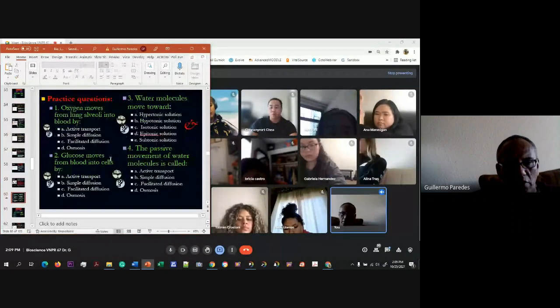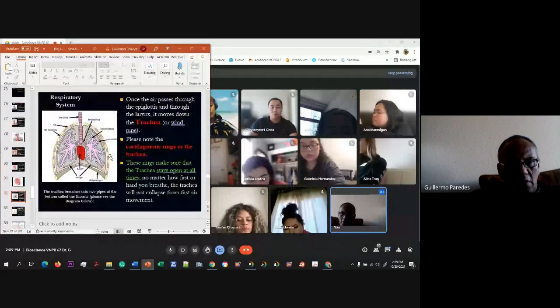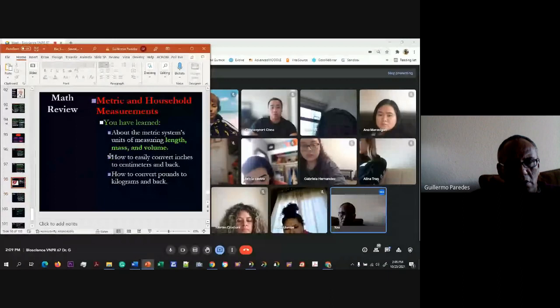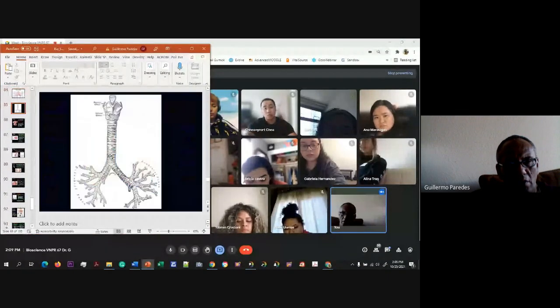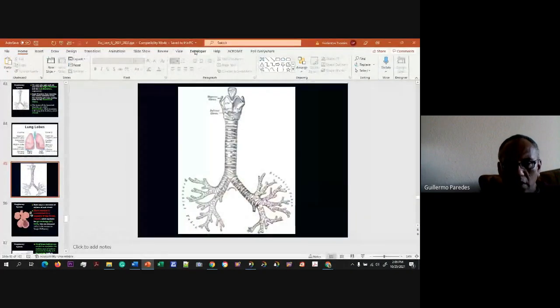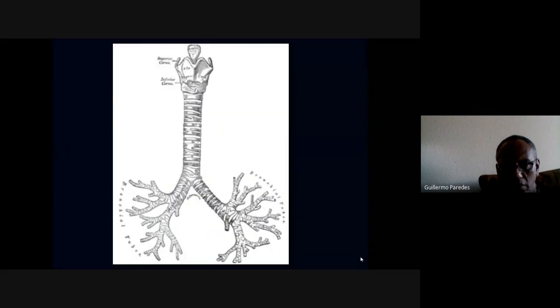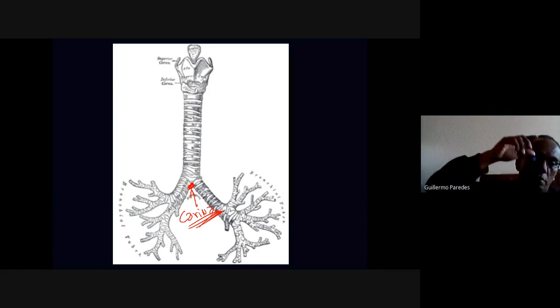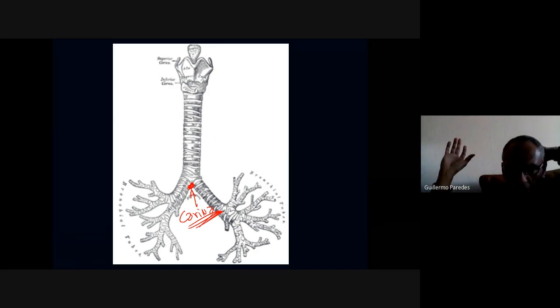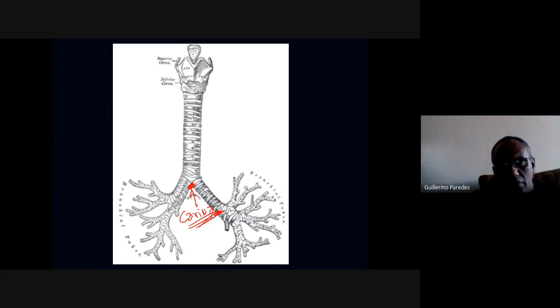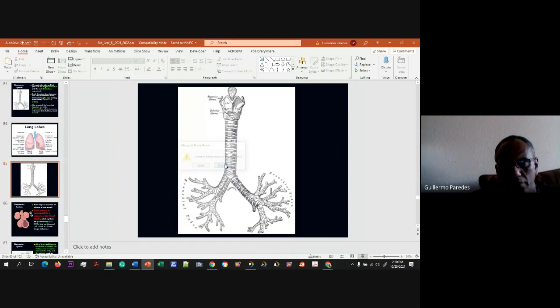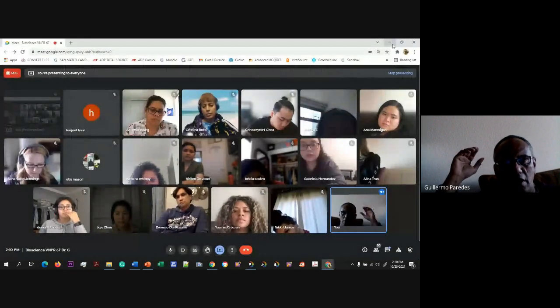Let me see if there is another thing I'm going to miss here. No, that's all. Oh, the last thing. This bifurcation, here, this point is called the carina. The point of bifurcation that is at the level of T4 is the carina. That is the bifurcation of the bronchi. That point is exactly called the carina.